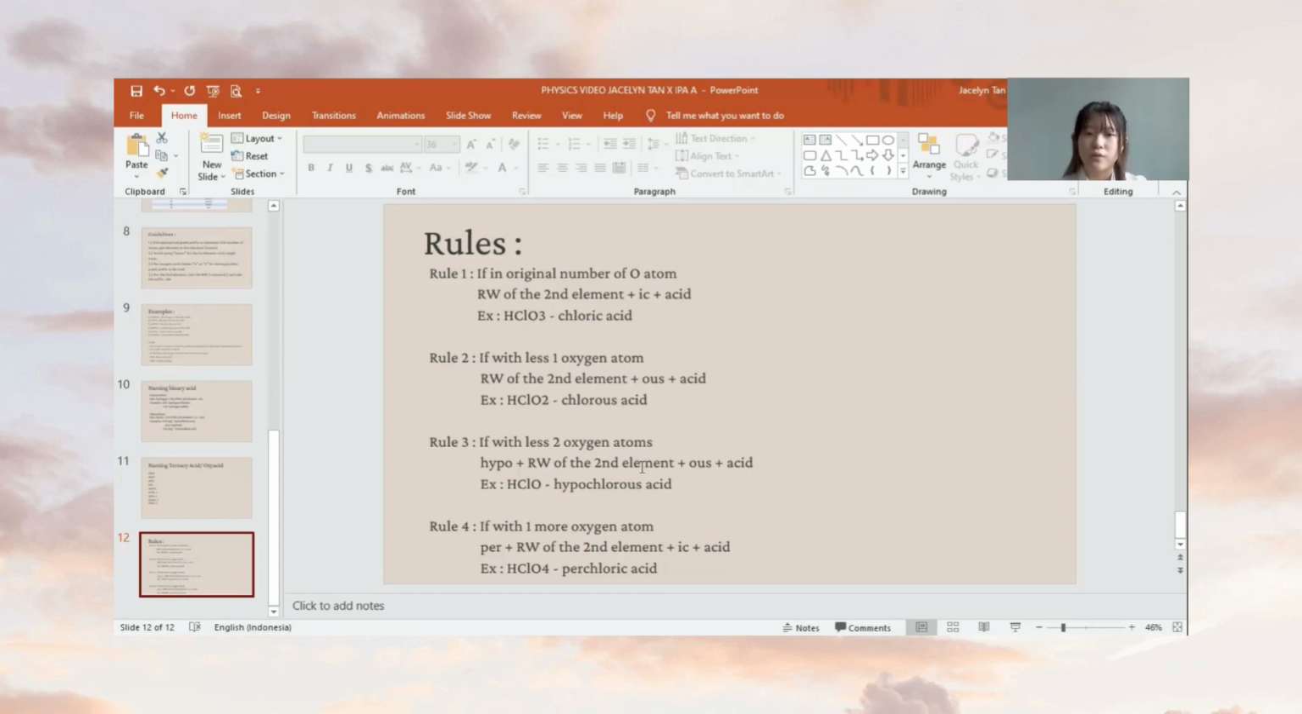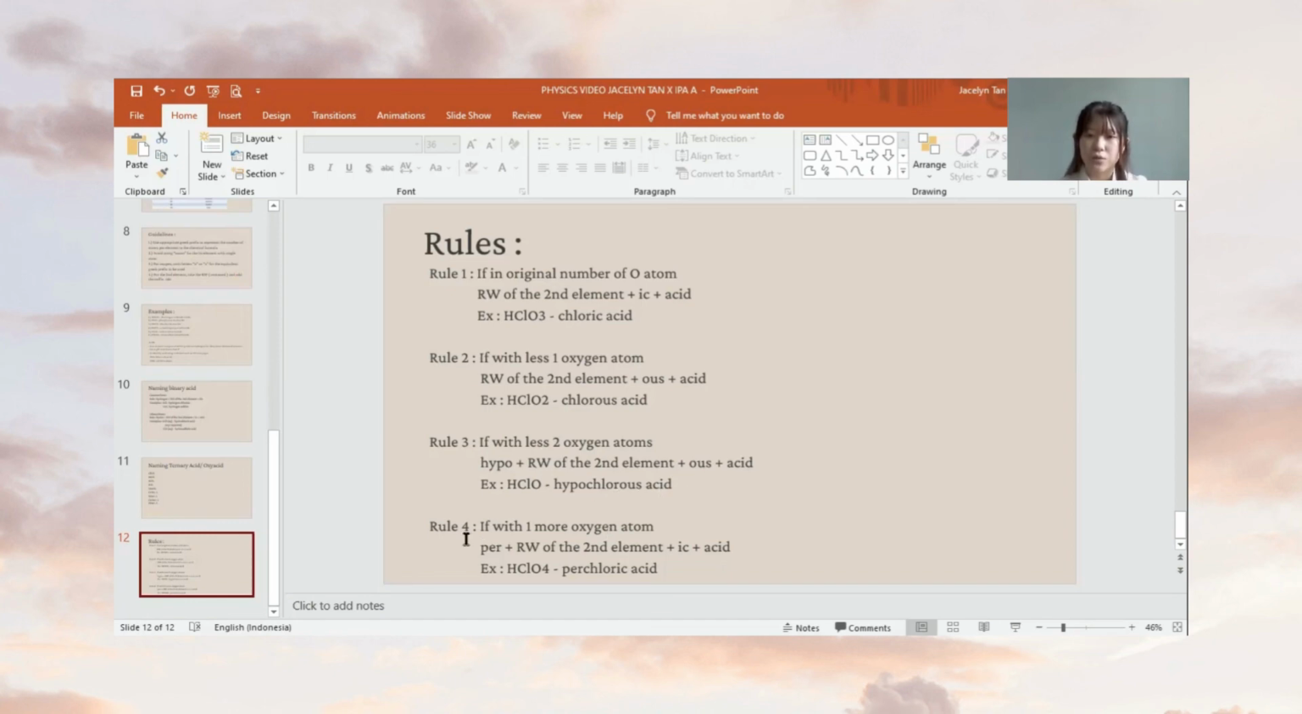So rule number 3, if with less 2 oxygen atoms, we use the rule hypo plus root word of the second element plus OUS plus acid. So examples, HClO. The original number of oxygen is 3, so now it becomes 1, but we don't need to write it. So it is less than 2 oxygen atoms. So we use the rule hypo plus root word of the second element Cl, chlor, plus OUS plus acid. So it becomes hypochlorous acid.